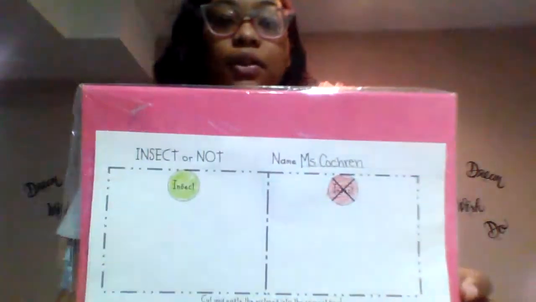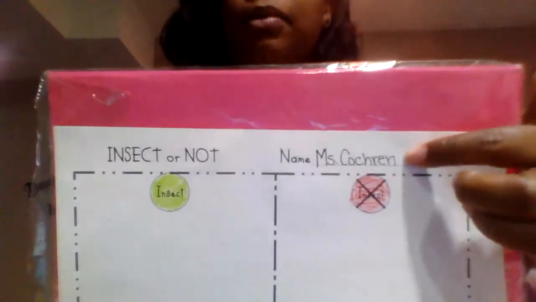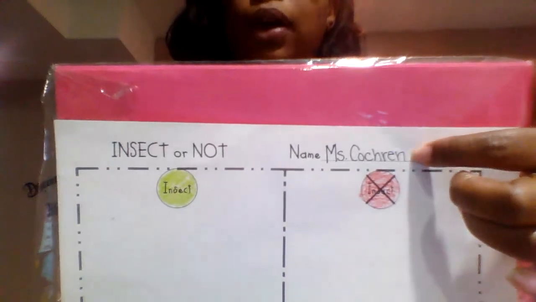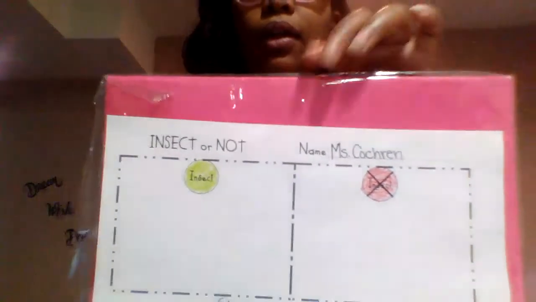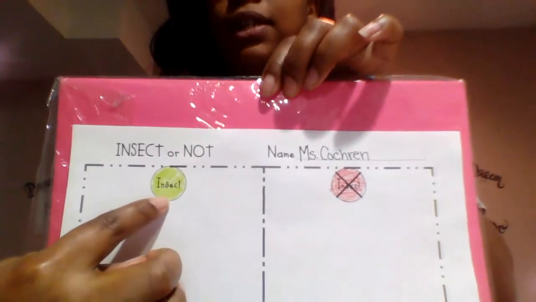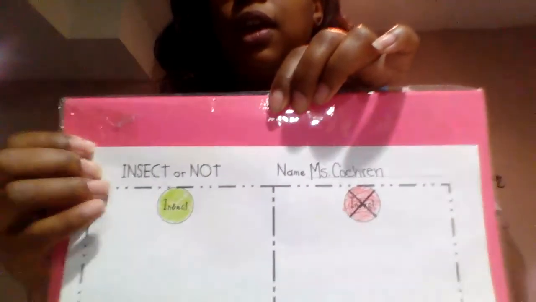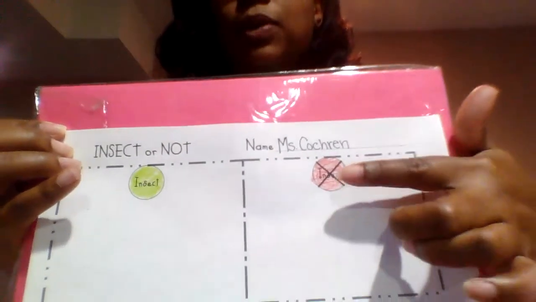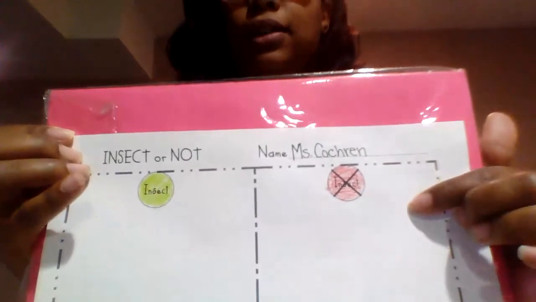Okay. So here's my page. I wrote my name up there. Don't forget to practice writing your name every day. And then I have this word. It says insects, and I colored it green. And then on this side it says insects with an X on it. So that means not an insect.